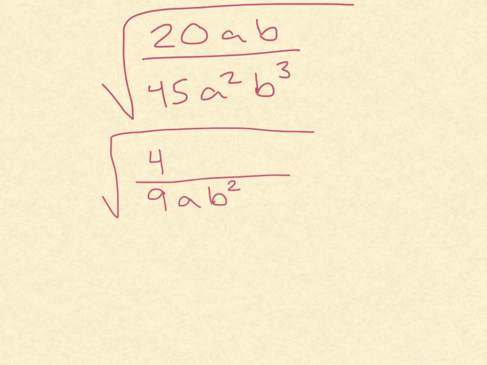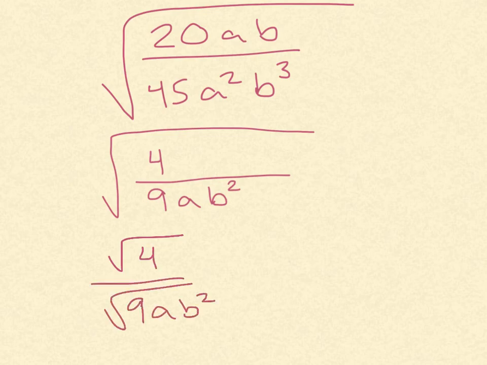So here, since we're still left with a fraction under the square root, we would just have a fraction on the top and a fraction on the bottom. So we're going to separate it again. And then we just simplify the top and we simplify the bottom. So what does the square root of 4 simplify to? 2. And now we just simplify the bottom.